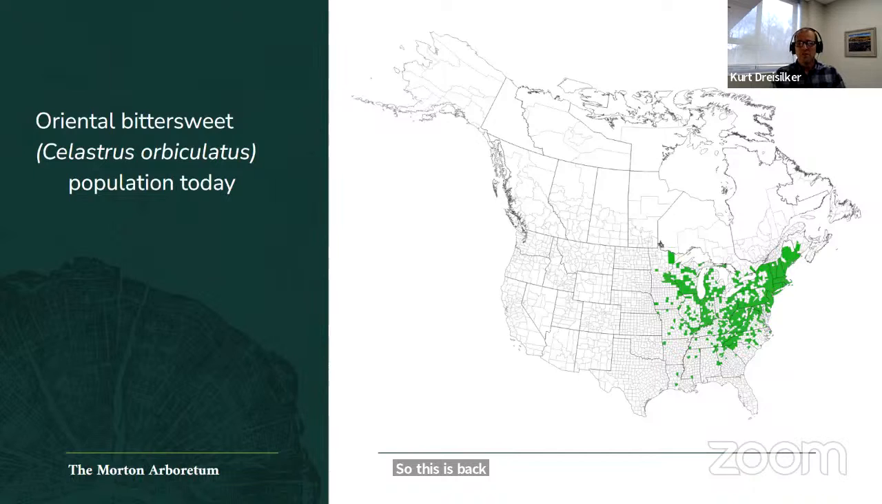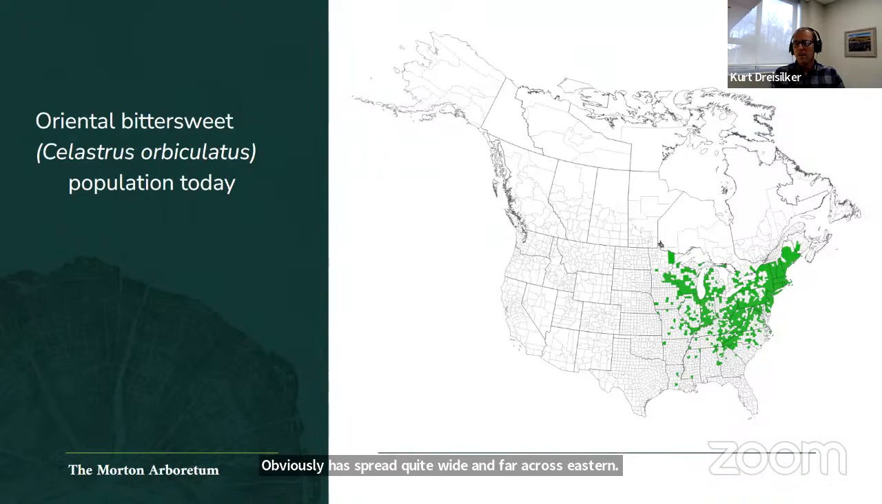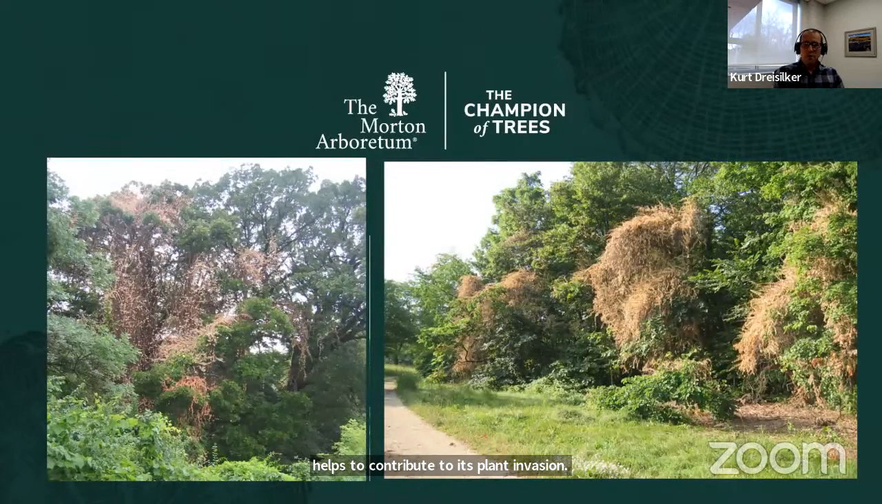Now here's the population of this species today. Obviously it has spread quite wide and far across the eastern United States and into Canada. This population is not just the responsibility of that one garden. Obviously this particular plant has a much longer story, which helps to contribute to its plant invasion. And at the Morton Arboretum, we've certainly had our battles with this plant as well.